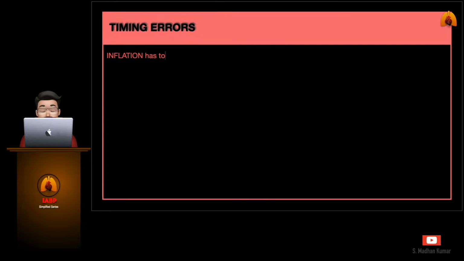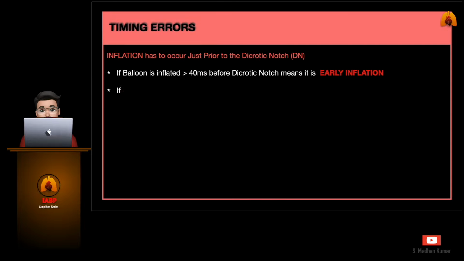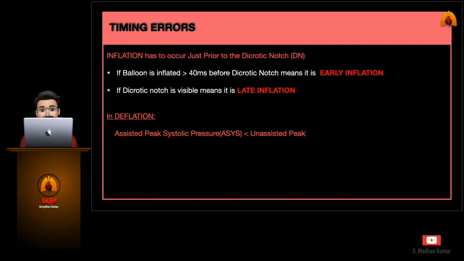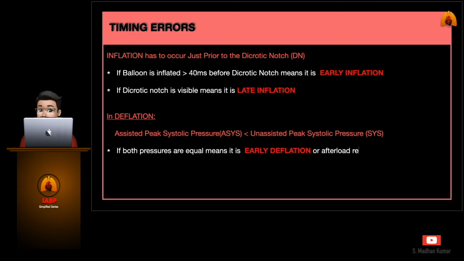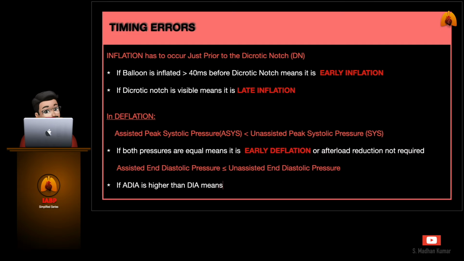To summarize the timing errors, inflation has to occur just prior to the dicrotic notch. If the balloon is inflated greater than 40 milliseconds before the dicrotic notch, it means early inflation. If the dicrotic notch is visible, it means late inflation.